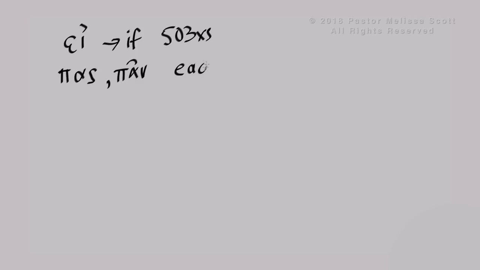So here comes your vocabulary, and it's not a long one this time. I chose short words to spare you. If, 503 times. Pas or pan. And this is very interesting because pas or pan, which is each or every, and in the plural, it is all. We also get words like panta.